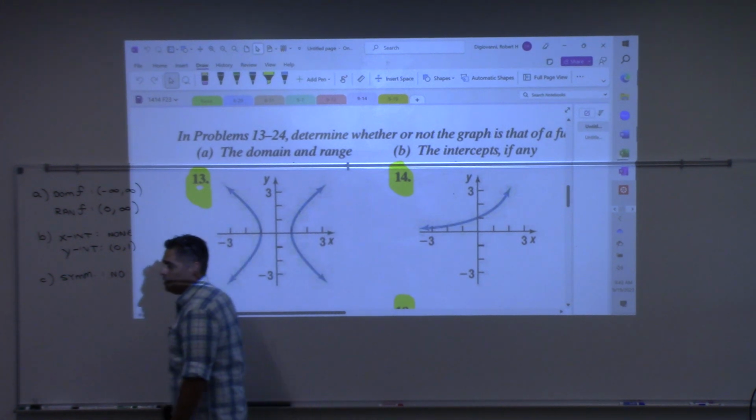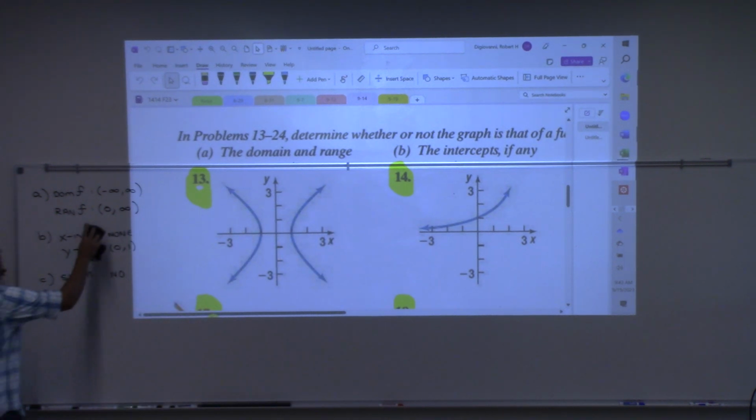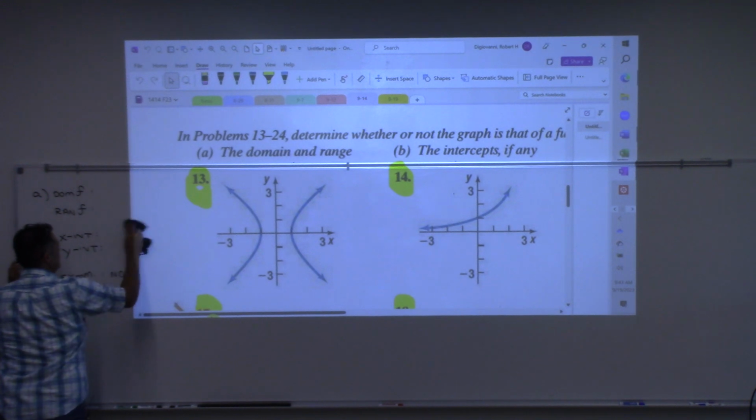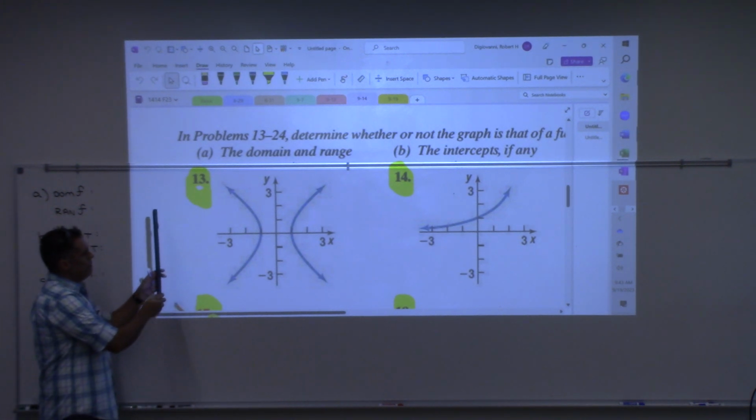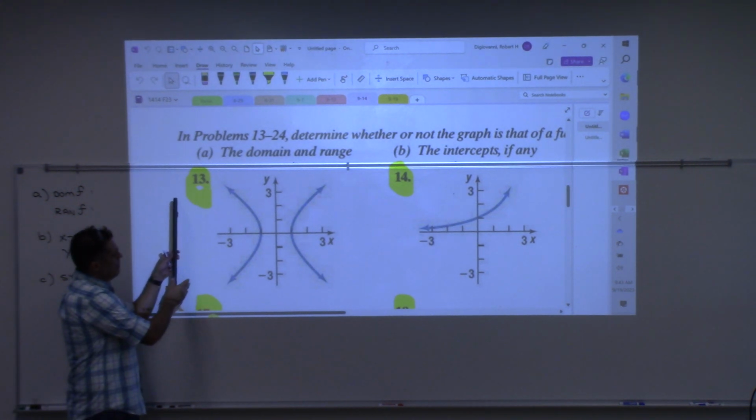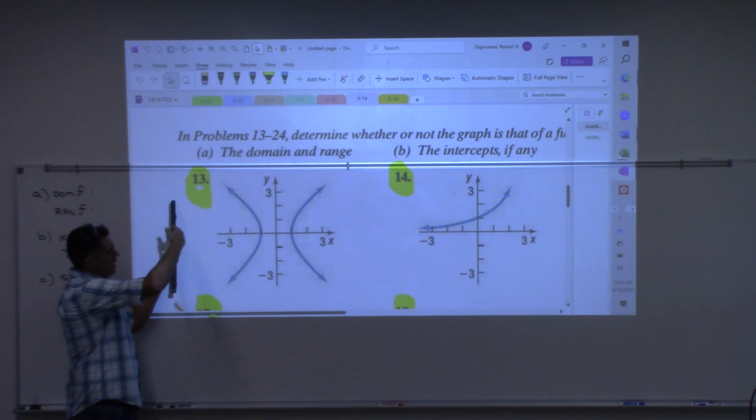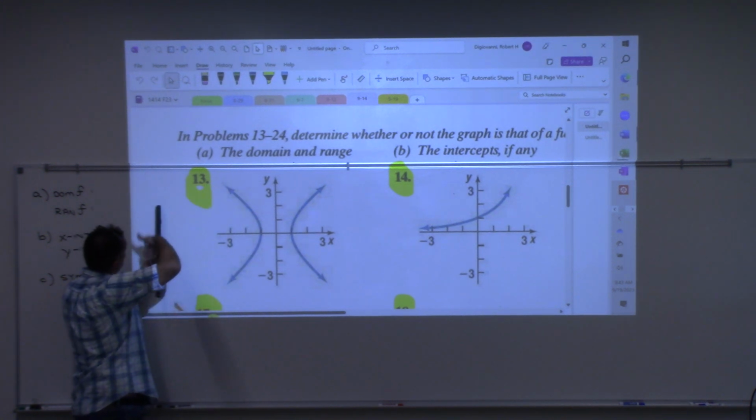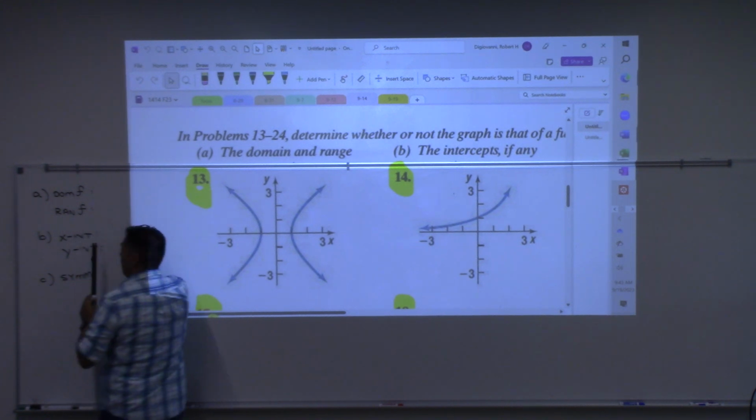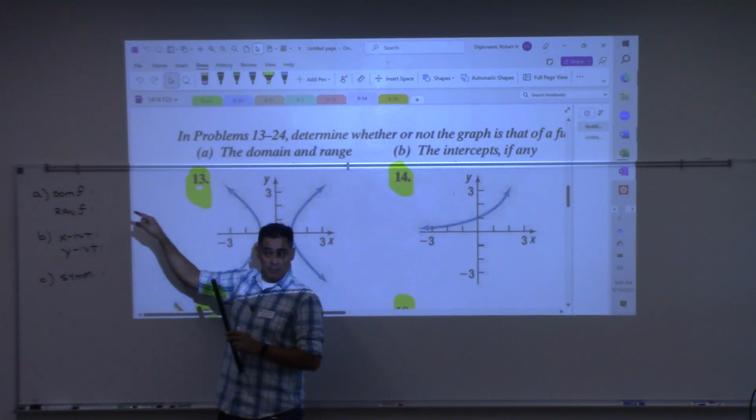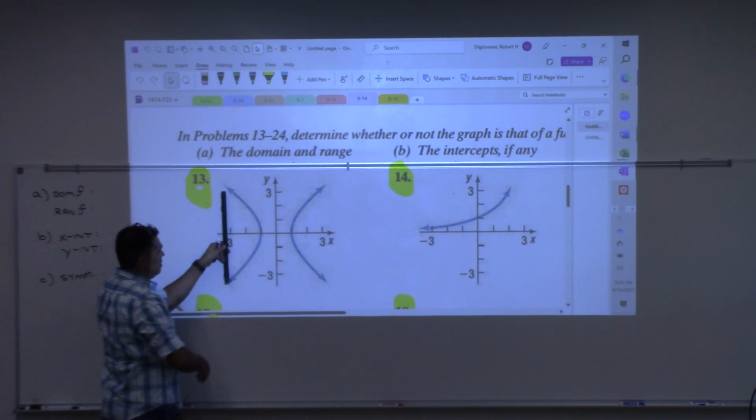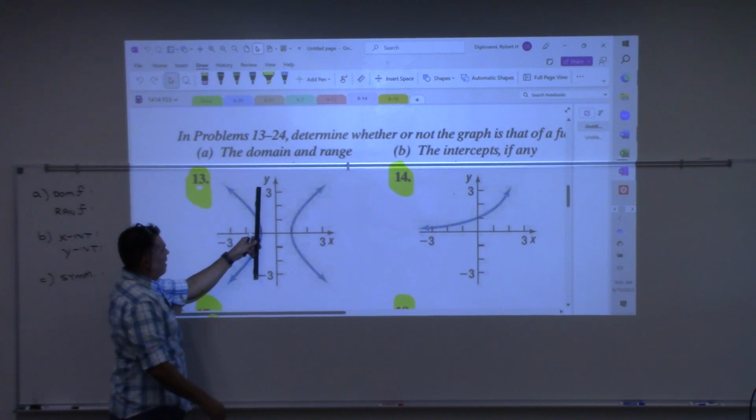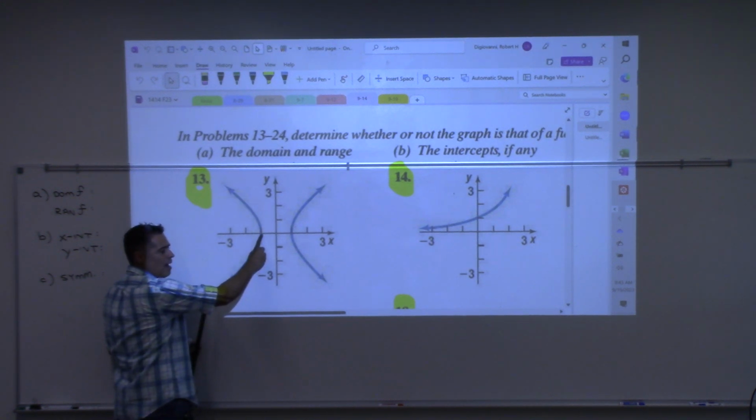Okay, for 13, start from the beginning. Look at the arrows. All right, domain. As I move from left to right, am I hitting the graph over here? Yes, because this goes like this and that goes like that. So I'll be hitting over here, right? How far this way will I be hitting? Forever, right? And I keep hitting until I get to where? Oh, right there. Right here, I stop hitting the graph.